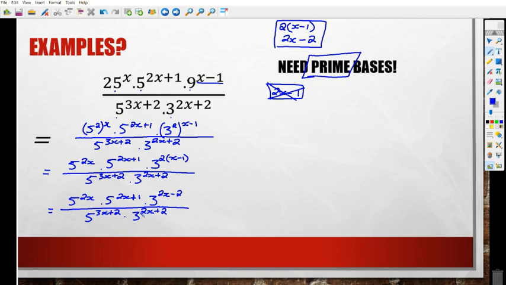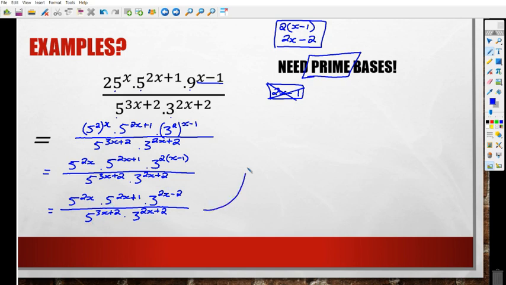Okay, I've simplified, and I've got all my prime bases and all my exponents there. So what am I going to do now? Now I look at all my common prime bases, all the ones that look the same, and I'm going to deal with each of them separately. Let's look at the 5s. I've got 2 5s at the top and 1 5 at the bottom.